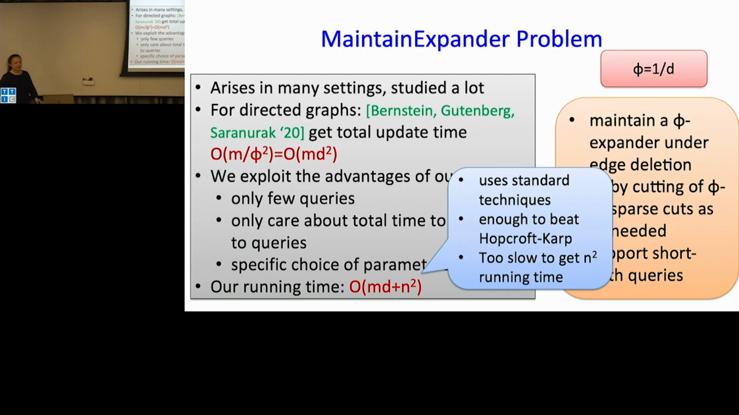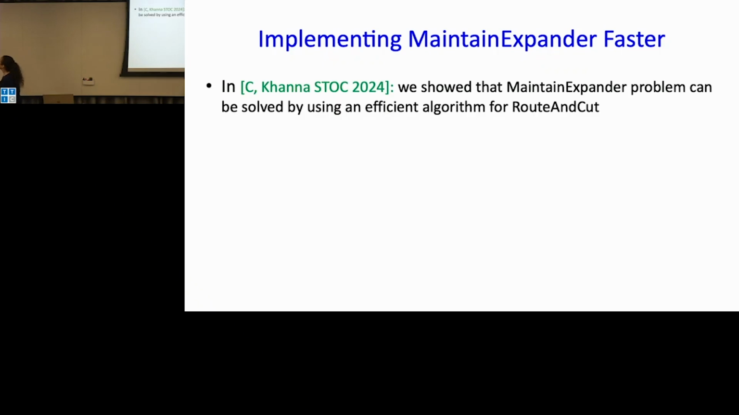So now I just want to say really a few words about what we do in the stock paper. In the stock paper, one of the main observations is that if you want to solve this maintain expander problem fast, it's enough that you know how to solve route and cut fast. It's not a trivial reduction, it requires some work, but this is what we show.